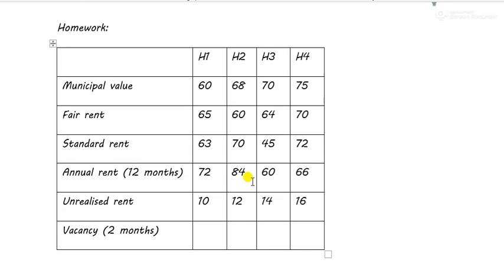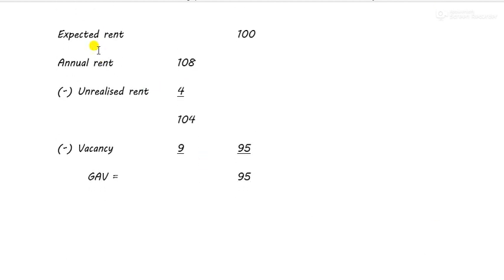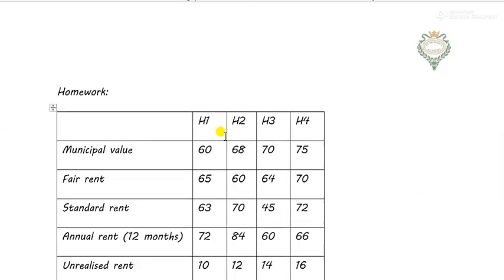Hope you have understood. Please do this as your homework. Let me help you. First calculate the expected rent, then actual rent, annual rent, unrealized rent, vacancy 2 months. So if the annual rent is for 12 months and vacancy is for 2 months, suppose 72 is for 12 months, so per month the rent is 6 rupees, right? So vacancy would be 6 into 2, 12. So first calculate the vacancy in each case, and then in this format complete the sums.